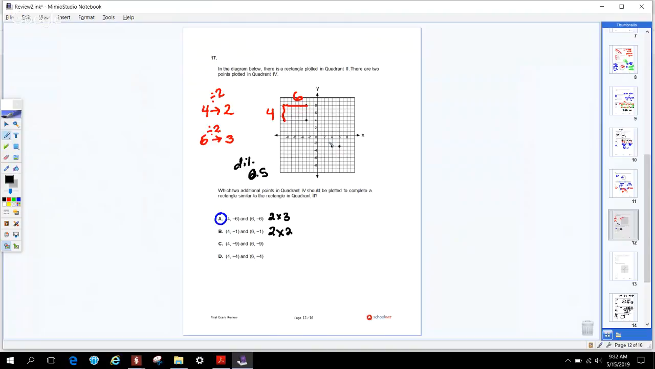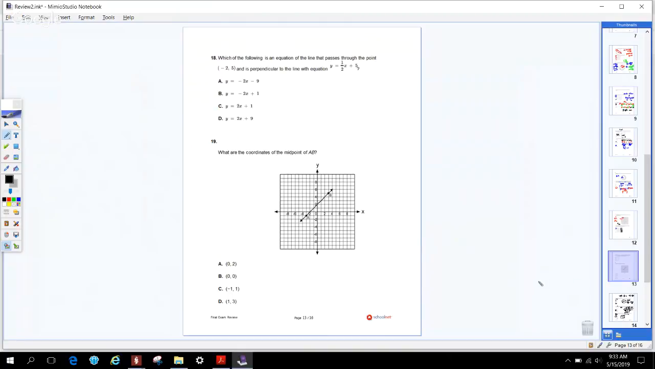4, -9. That's going to give us a 2 by 6, which isn't going to help us because we know the scale factor has to be the same. And then the last one, 4, -4, that would give us a 1 by 2, which would not be what we need. So that's how we work through those problems.